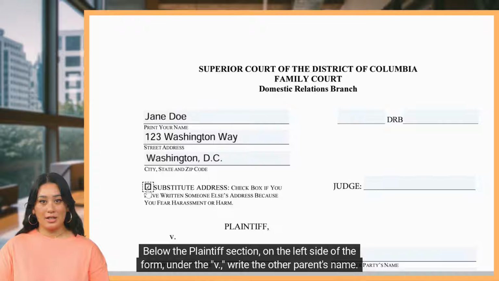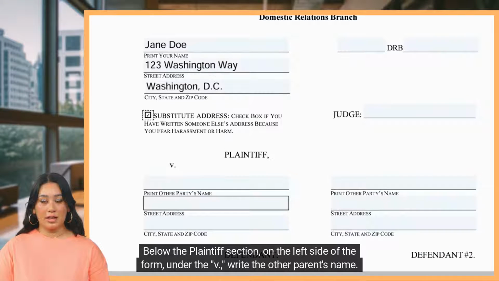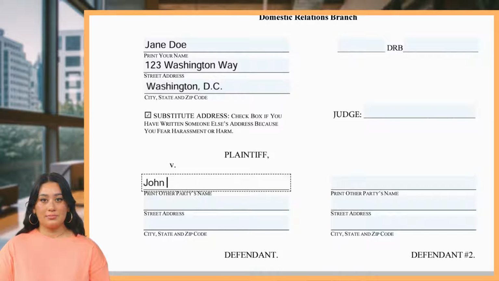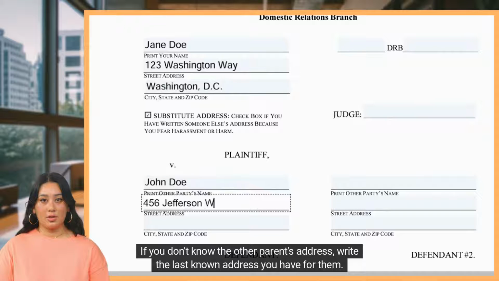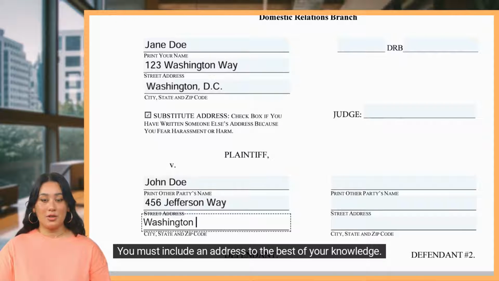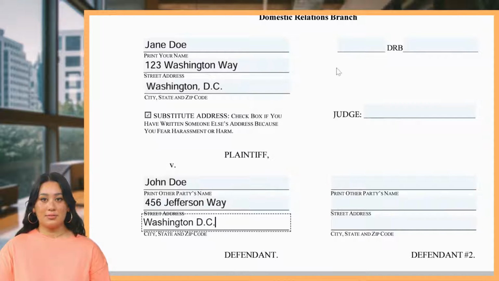Below the plaintiff section, on the left side of the form, under the V, write the other parent's name. The person a case is filed against is called the defendant. Then, write the other parent's address on the lines below the other parent's name. If you don't know the other parent's address, write the last known address you have for them. You must include an address to the best of your knowledge. You must include their information, even if they are deceased or not involved.